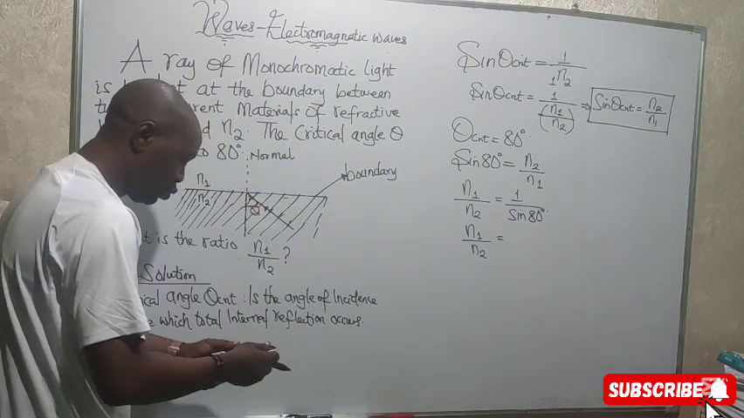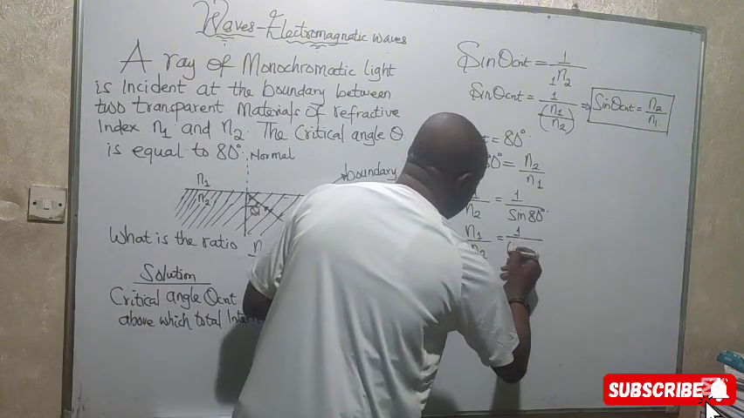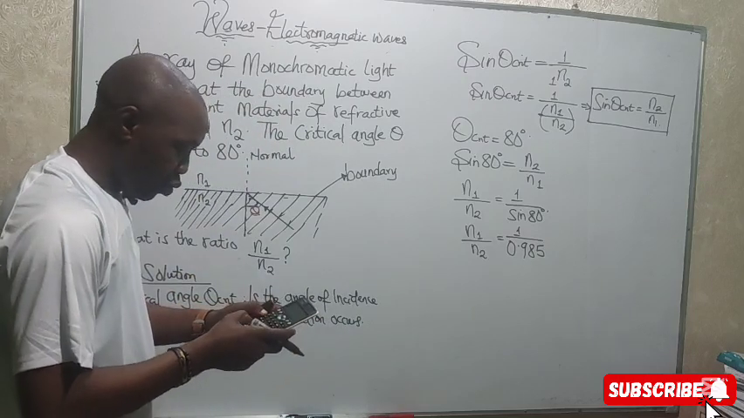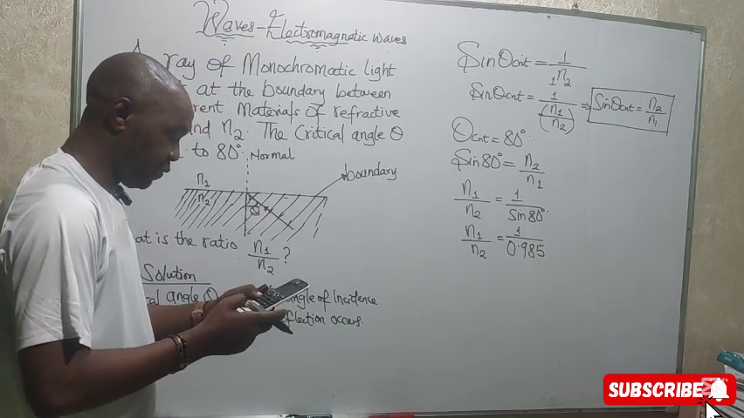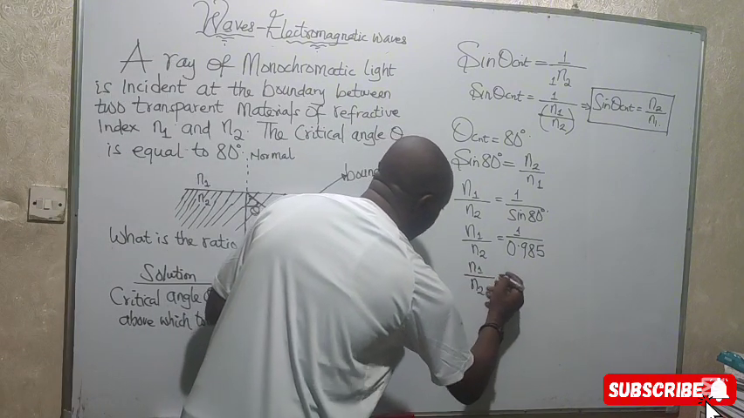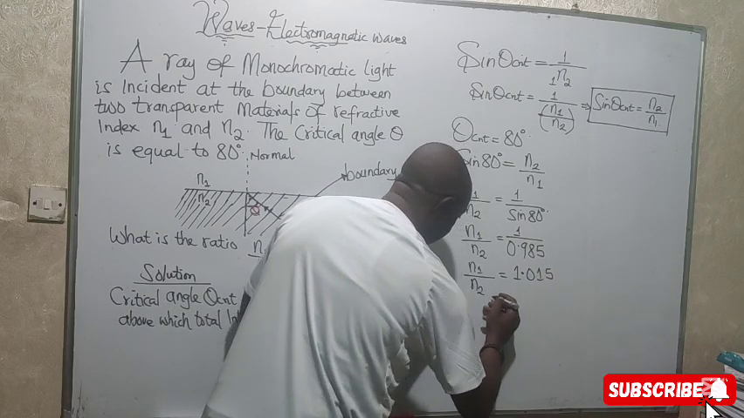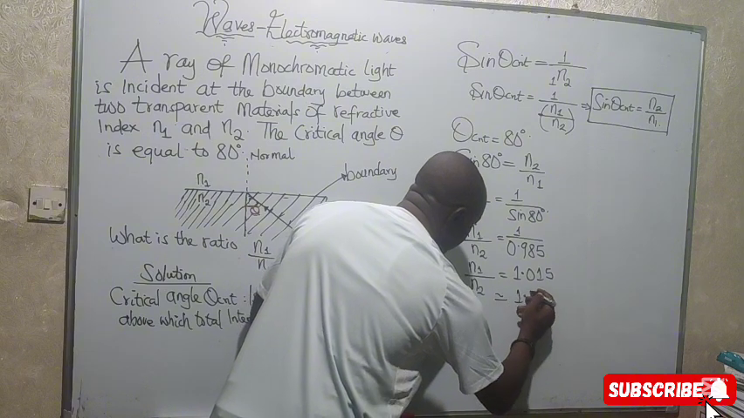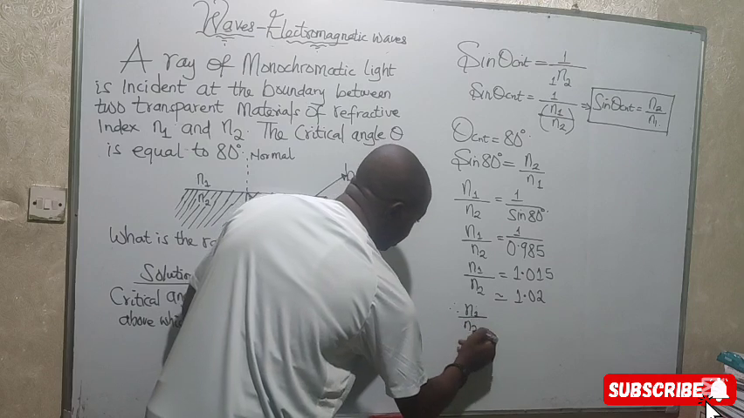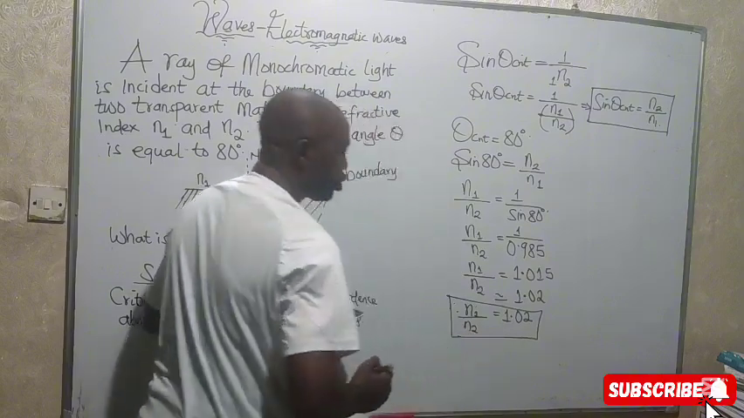Now let's get the value of sine 80 degrees. The value of sine 80 degrees is approximately 0.985. Now 1 divided by 0.985 gives N1 over N2 to be 1.015, which is approximately 1.02. Therefore, the ratio N1 to N2 is equal to 1.02, and that is the ratio we're looking for.